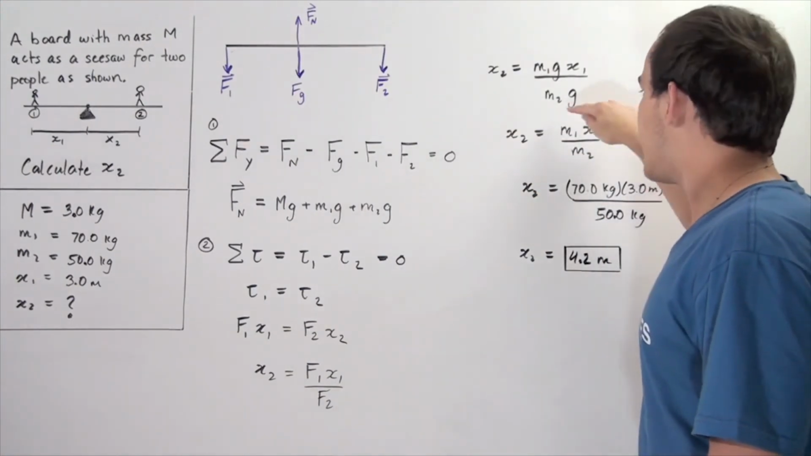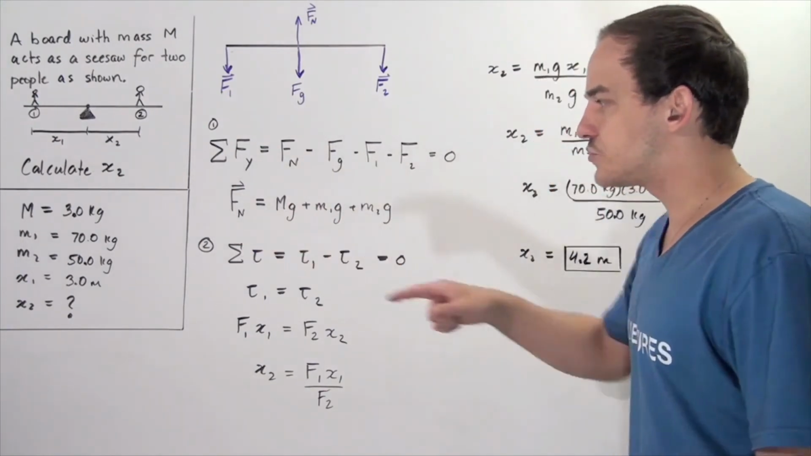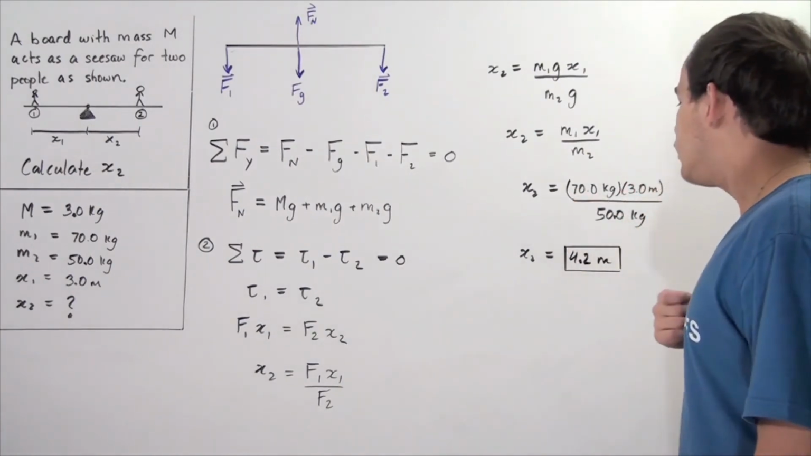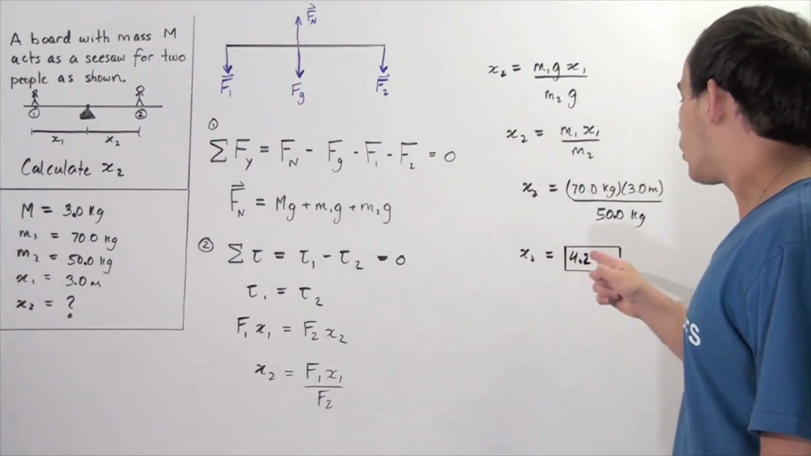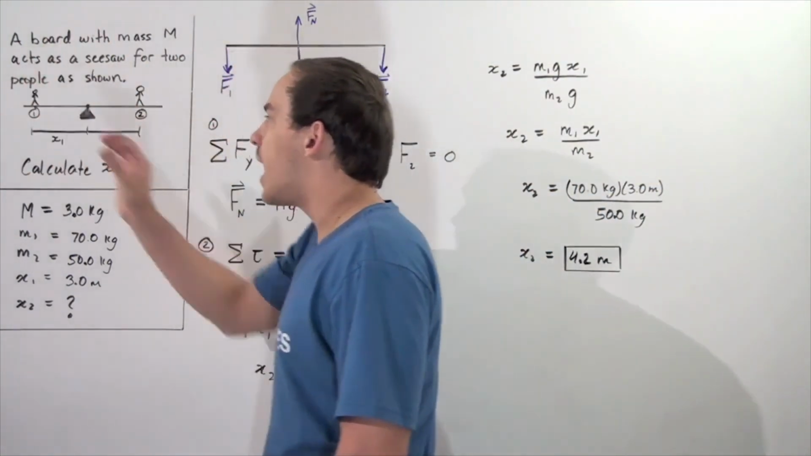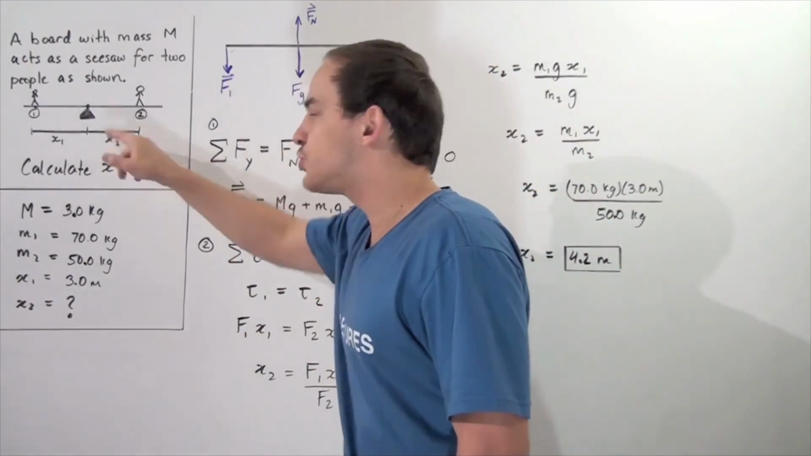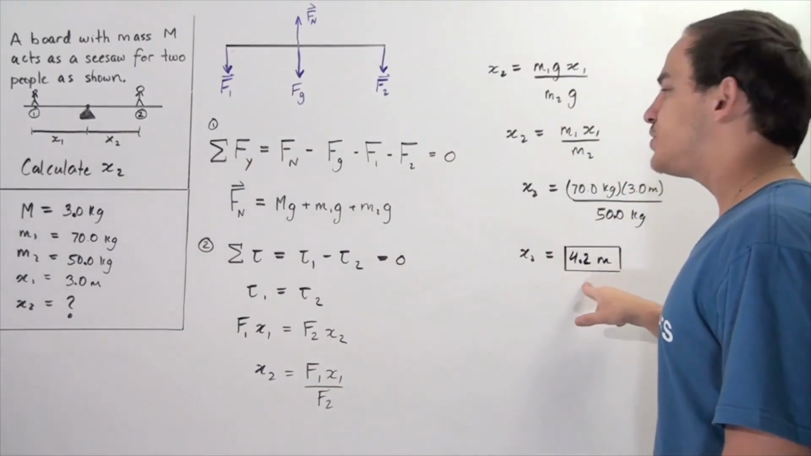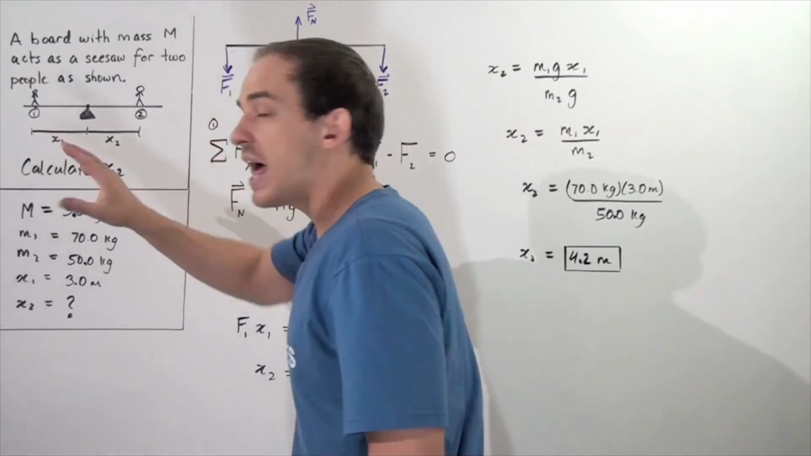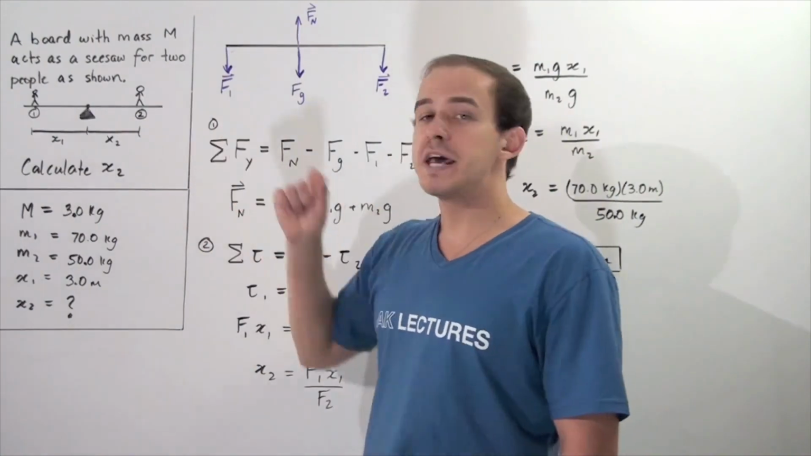So now we plug in M1, which is 70 kilograms, M2, which is 50 kilograms, and x1, which is 3 meters. We plug those quantities in, and we get that x2 is 4.2 meters. In other words, for this entire system of objects to be in static equilibrium, this distance x2 has to be 4.2 meters. So it's longer than distance x1, and that makes sense because person 1 has a higher mass than person 2.